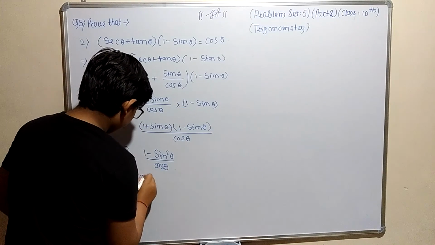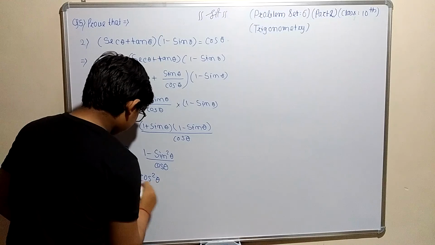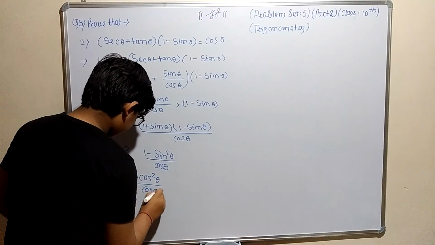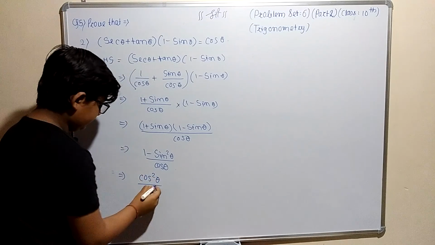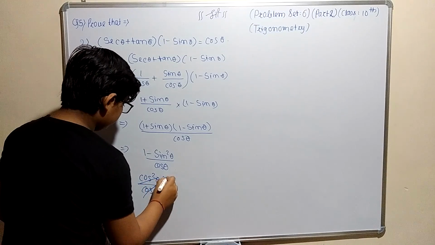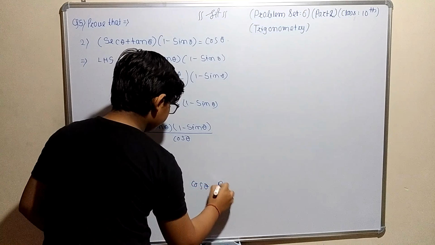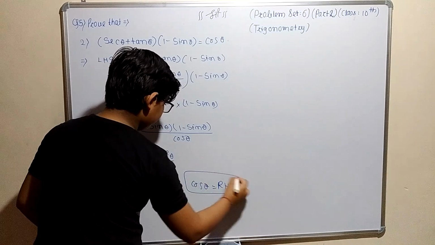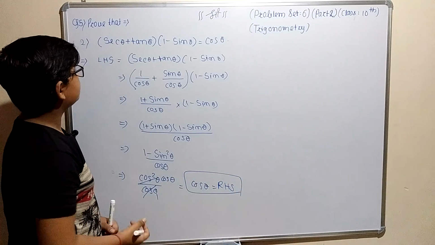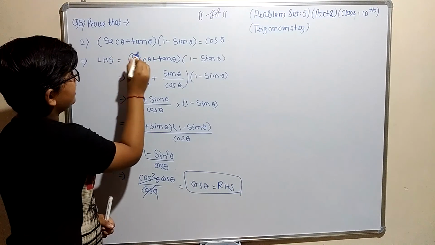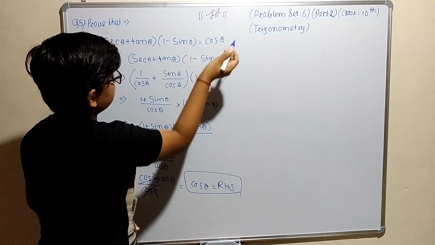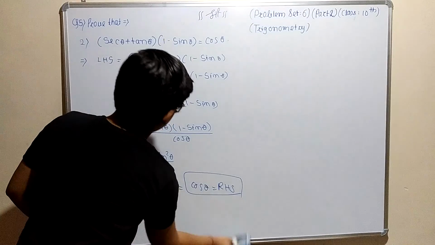So it will be cos square theta divided by cos theta. Now cos square theta divided by cos theta, we will get cos theta. So it will be equal to cos theta, that is equal to RHS. Hence LHS is equal to RHS. So we can prove that (sec theta plus tan theta) times (1 minus sin theta) is equal to cos theta.